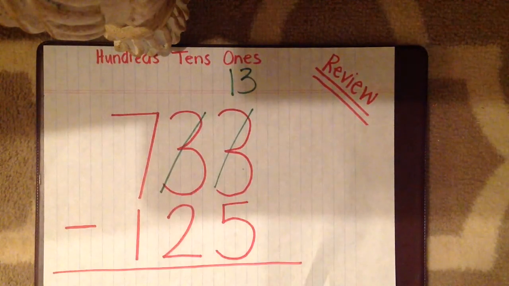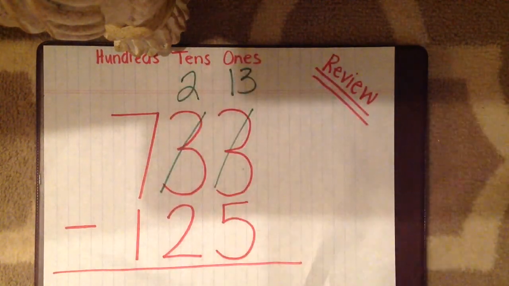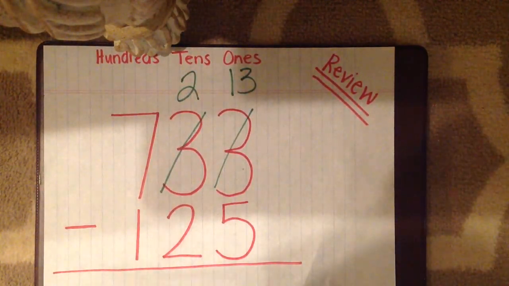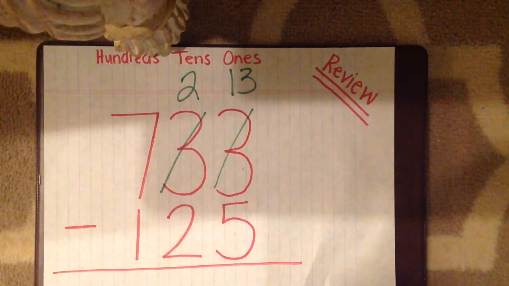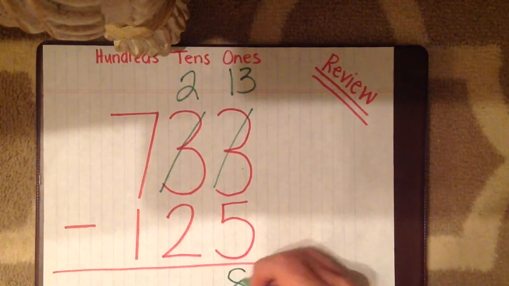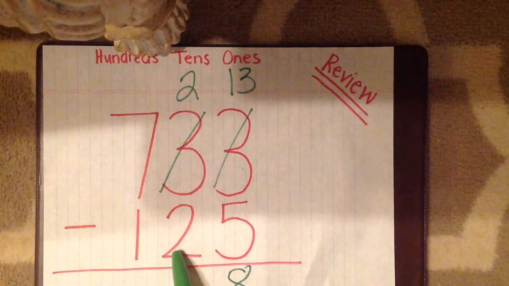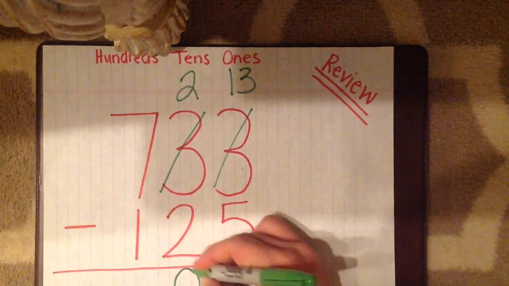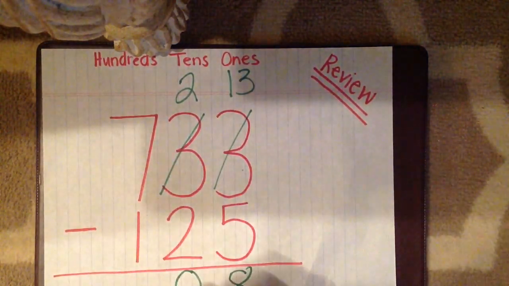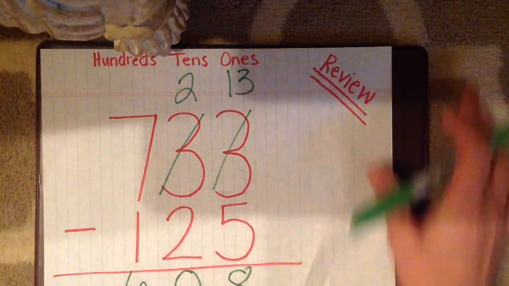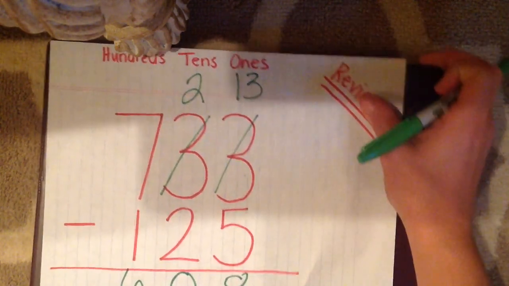Then we go back to our 10s. There's 2 10s left. Now we're ready to subtract. 13 minus 5 is 8, and 2 minus 2 is 0. 7 minus 1 is 6. So our answer is 608.